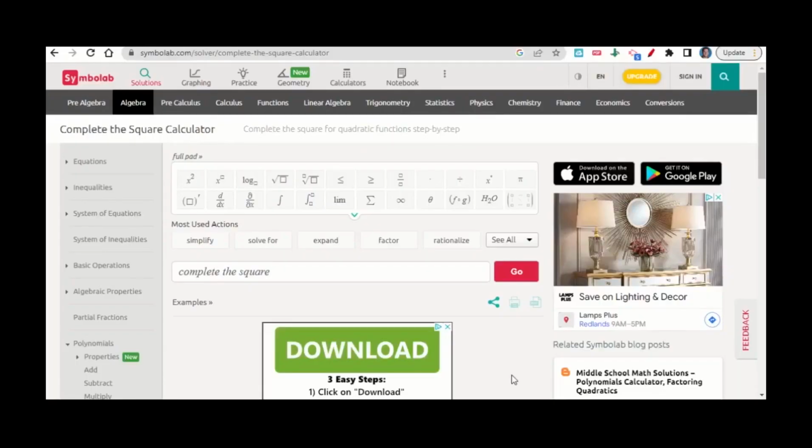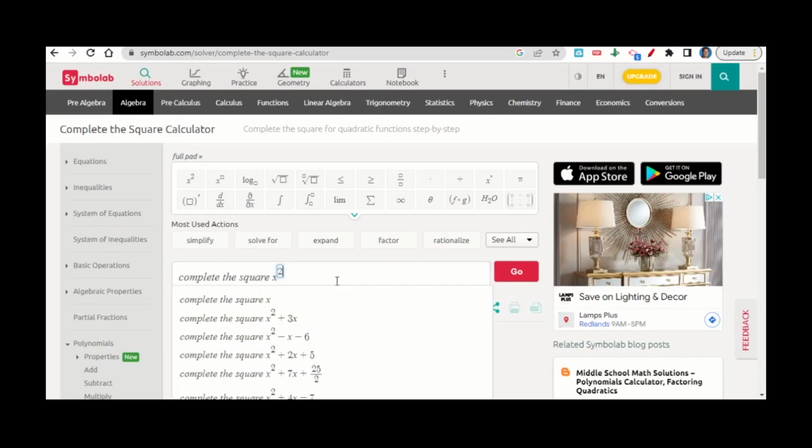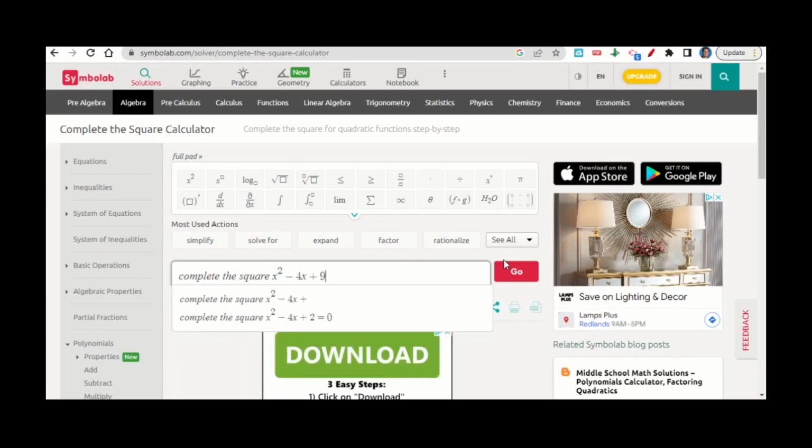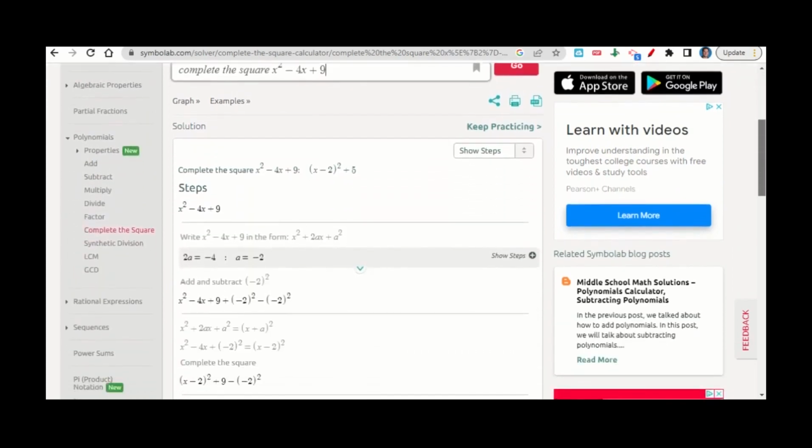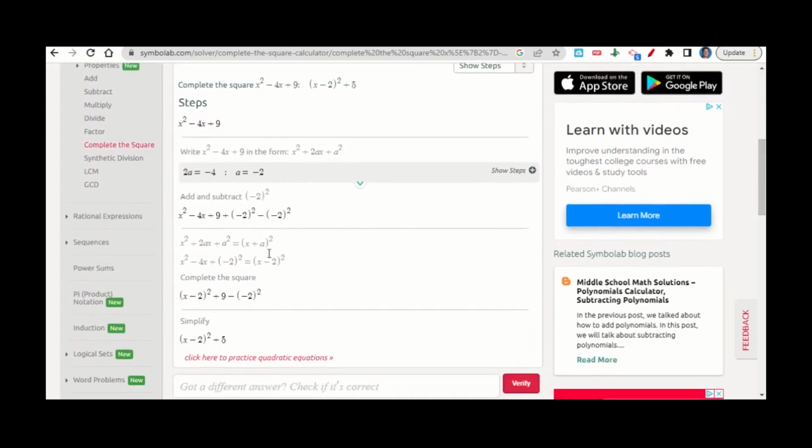Let's take a look now at how we can use Symbolab to check our work when completing the square. We go to Symbolab and go to the completing the square calculator. We type in our equation, say x squared minus 4x plus 9, and click go. It shows us what it should be at the end, which is (x minus 2) squared plus 5. If we scroll down, it'll actually show us the steps of how to get there. So this is one way that you can check your work when completing the square using Symbolab.